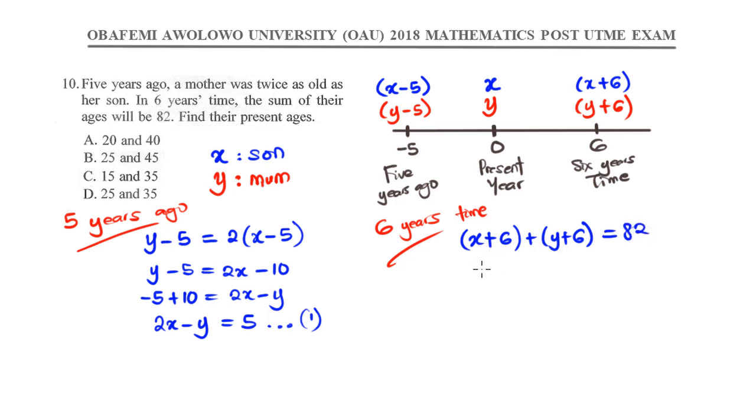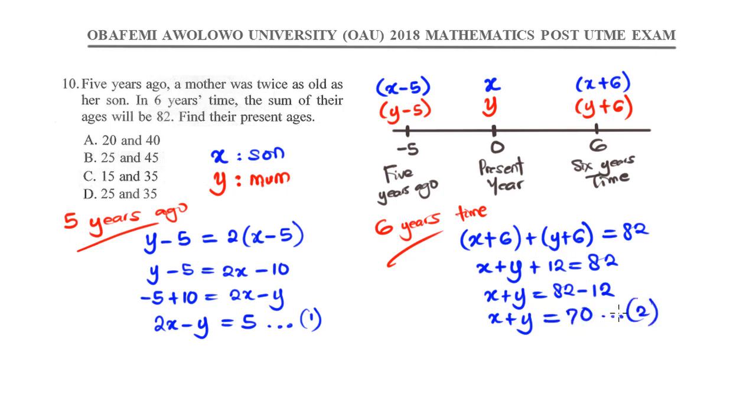So if you open up our bracket and just add them together, we can say x plus y plus 6 and 6 is 12 is equal to 82. If you take 12 to the right hand side, that will be 82 minus 12, such that x plus y is equal to 70. We can call this equation 2, and we have these two sets of simultaneous equations that we can solve, because solving them will give us the age of the son, which is x, and the age of the mom, which is y.